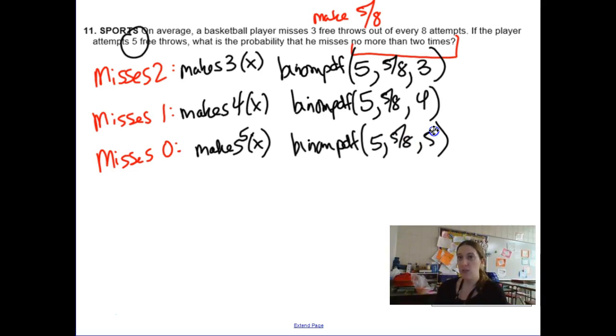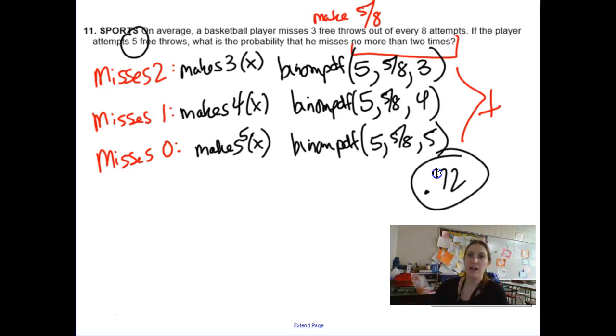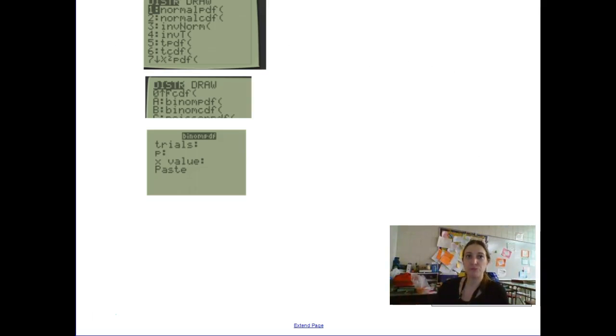So pause the video, type in each of these, and then you're going to have to add all these up. And through the magic of me already keying this, I think we get 0.72 as our answer. Again, rounded, truncated. That was a tough question. So binomial PDF only works for singular number answers.